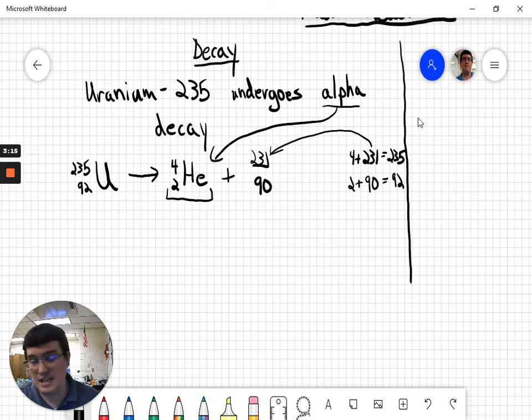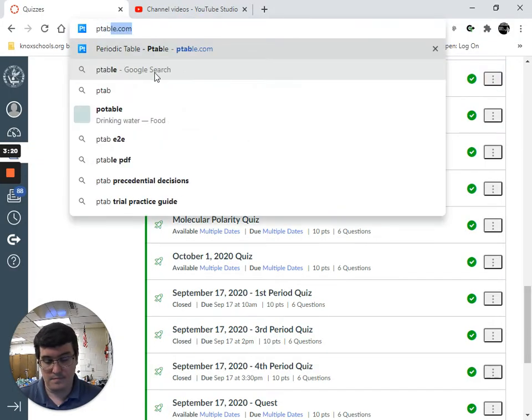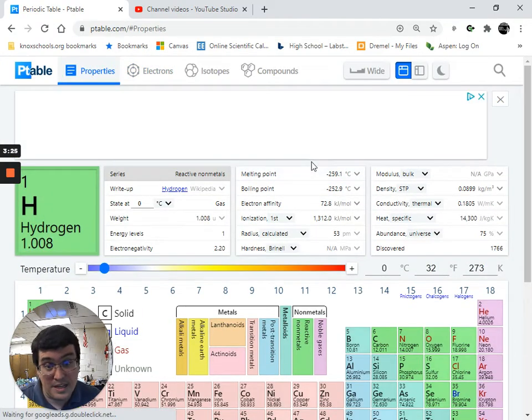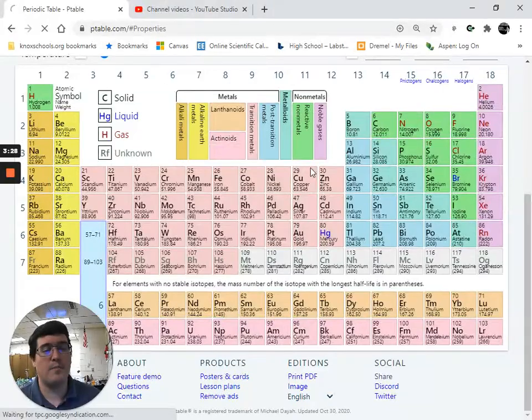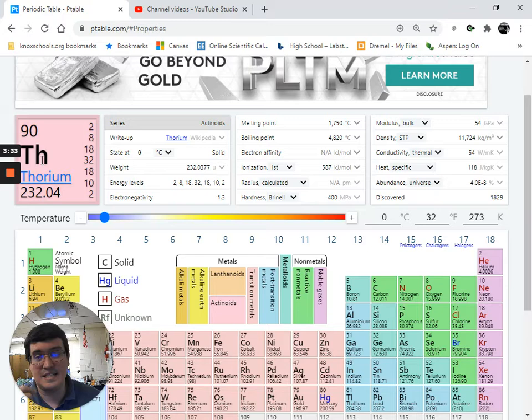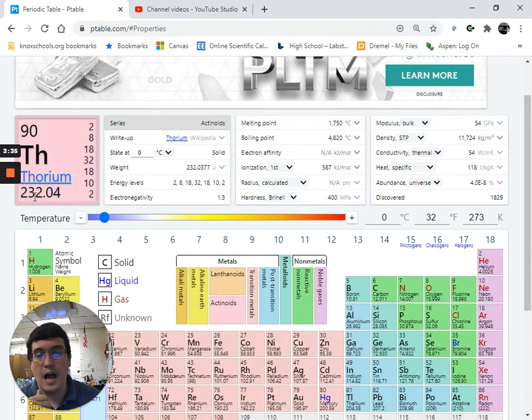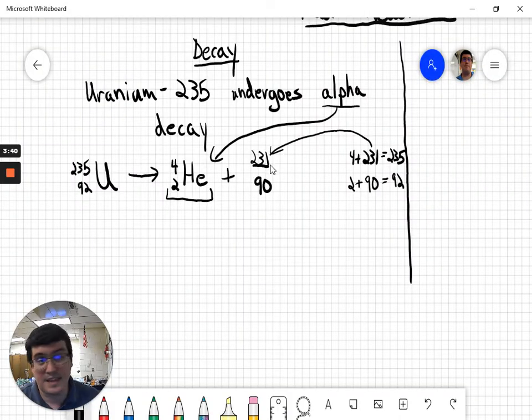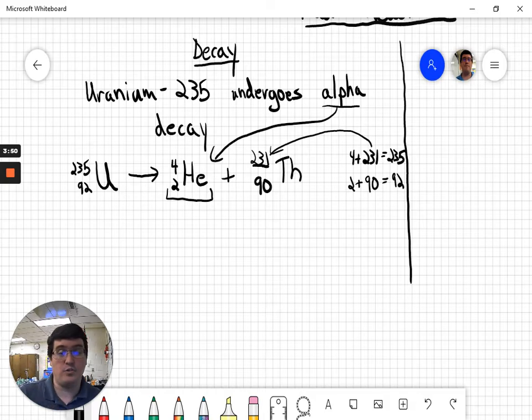Now that I've got 90, I need to look up what element is element number 90. Element number 90, if you look down here, is thorium. It's got Th for its symbol. Now notice it says 232, and that is not what we're getting for the mass, but that doesn't matter. The mass can be a lot of different things based on what isotope you've got. So thorium is what we're going to put as the symbol here. And that's how you do this sort of thing.